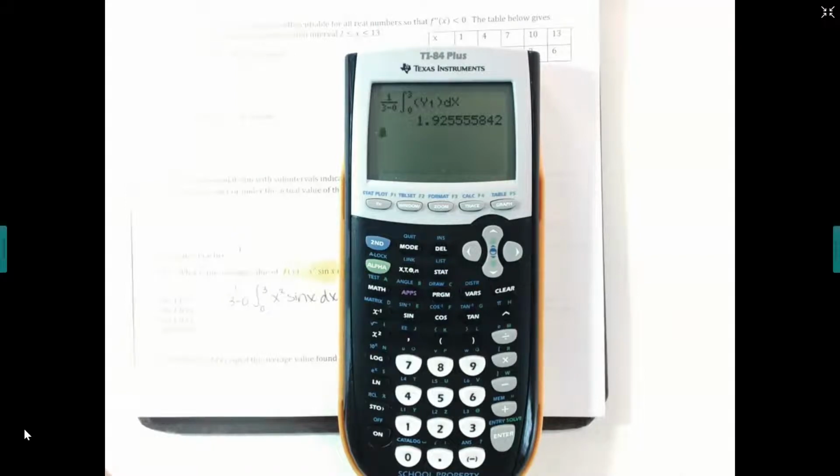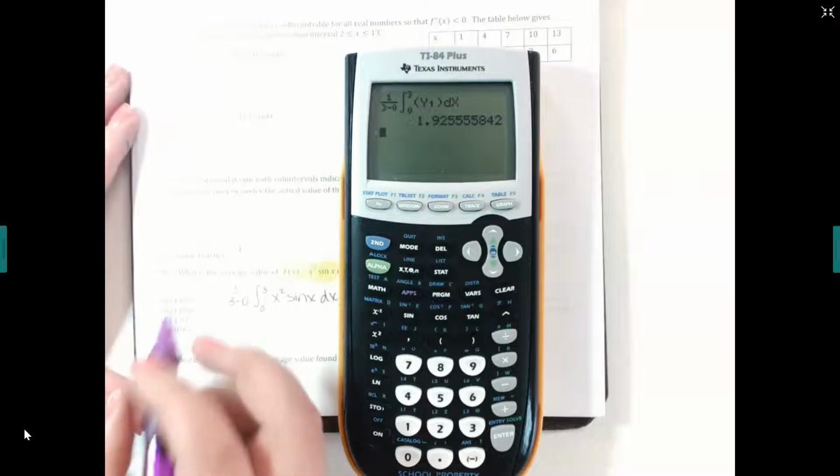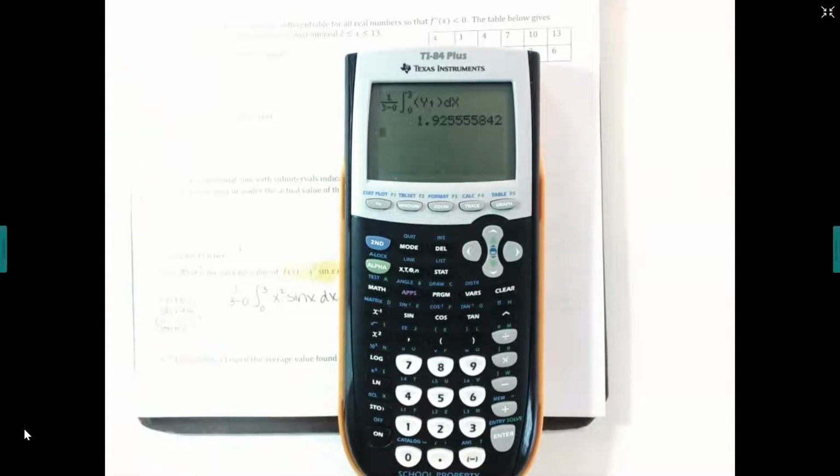Okay, and I'll just type the whole thing in at once. Alpha trace. And then dx at the end. Good. So it's 1.925. Good?